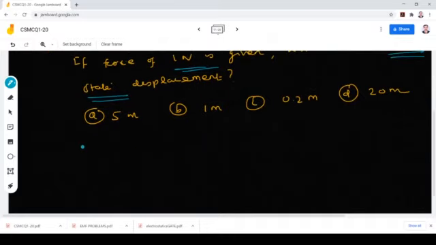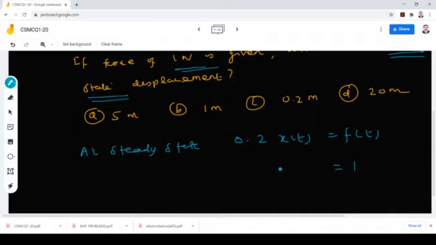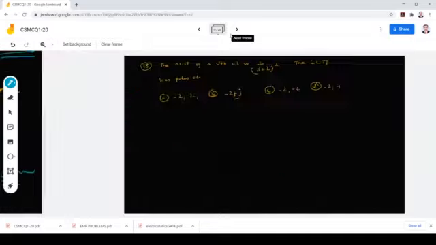At steady state, 0.2 x of t is equal to f of t. The force we are giving is 1 Newton. So x of t is equal to 1 by 0.2. So the displacement is 5 meters. Where is the answer? Option A is the right answer.